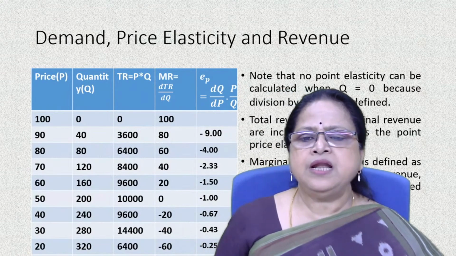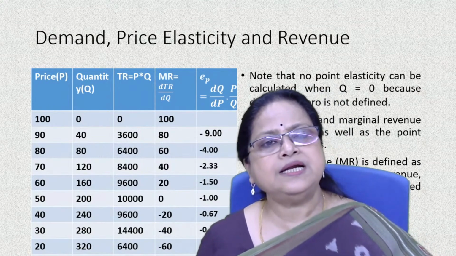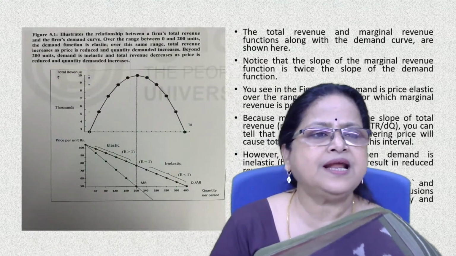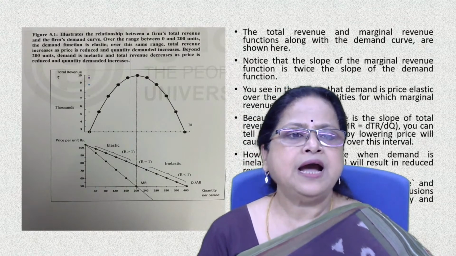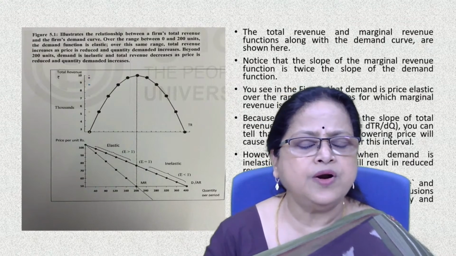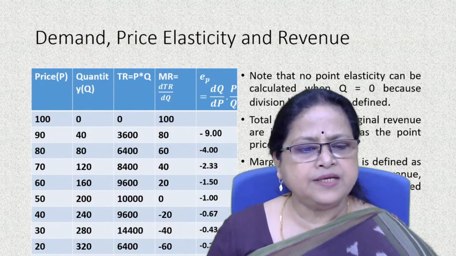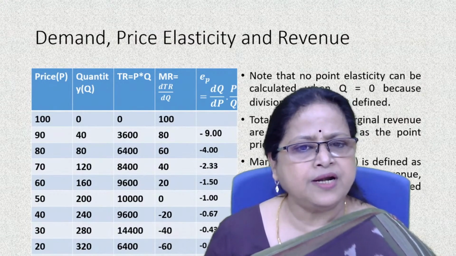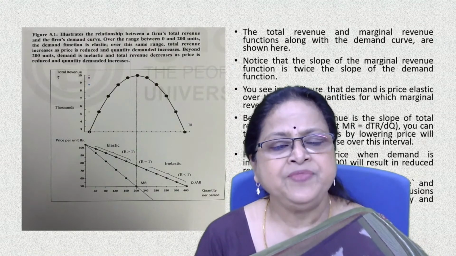Marginal revenue is defined as the rate of change in total revenue, or the additional revenue generated by selling one more unit. Now look at this graph. It illustrates the relationship between a firm's total revenue and the firm's demand curve over the range between 0 and 200 units of output. At that point, marginal revenue was 0. Look here, when the price is 50, quantity Q is equal to 200, marginal revenue is equal to 0. At that point, total revenue will be highest.